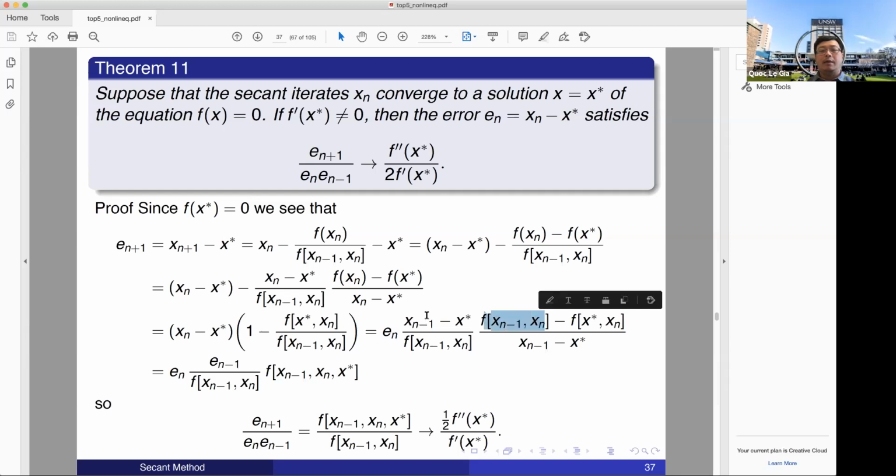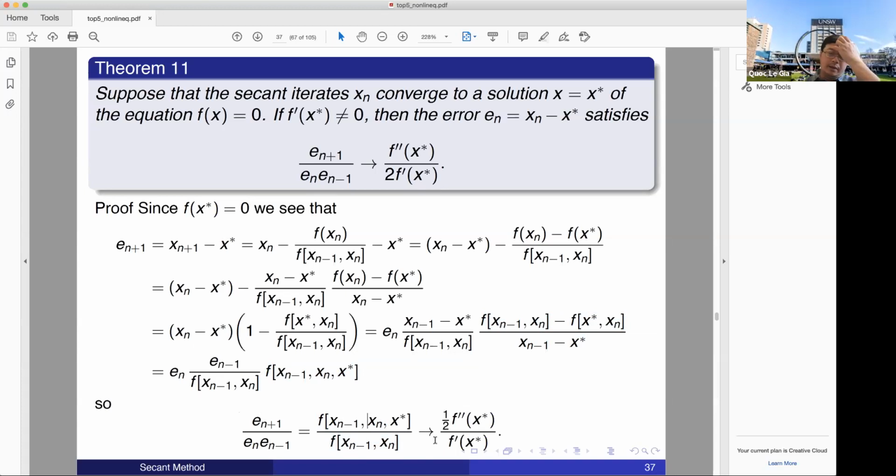Okay? And then we use the same trick, so we multiply and divide it by xn minus 1 minus x star, which is just en minus 1, yeah? And then if you remember the formula for divided difference, the last quotient is the divided difference over 3 points, okay? So it's a divided difference over 3 points. Okay, so now if you divide En plus 1 by En and En minus 1, then you got this ratio of divided difference over 3 points over divided difference over 2 points.